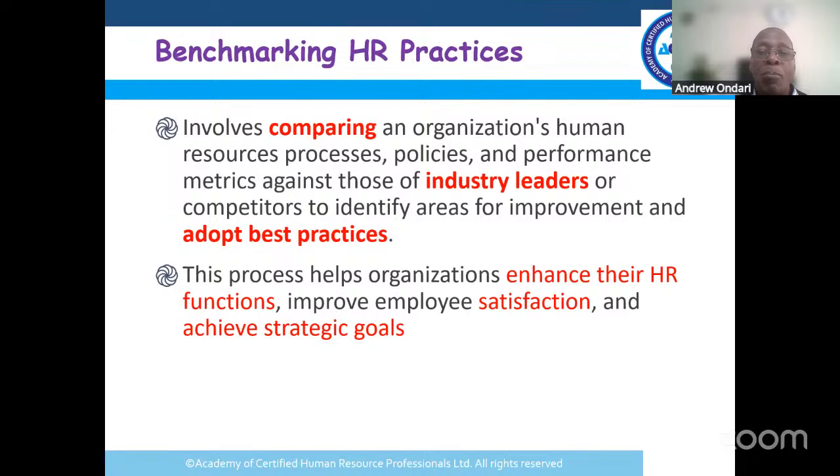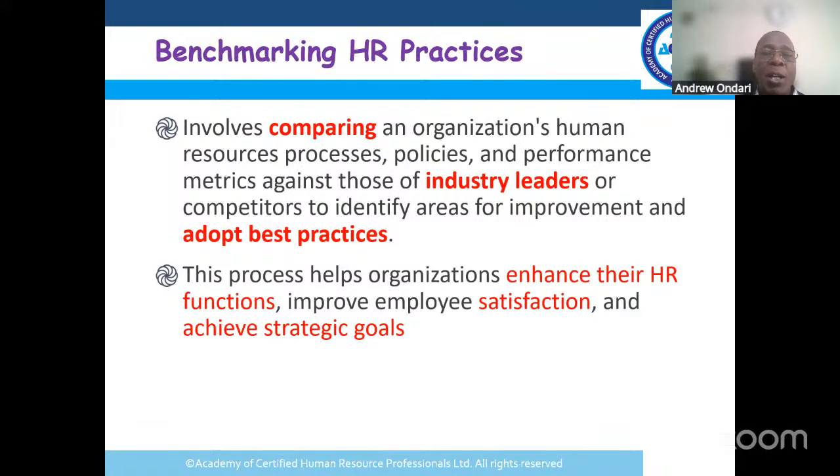And then you compare ourselves with those leaders and find out what is it that they are doing better than what we are doing. So if they are doing better in areas like recruitment, training, performance management, then we borrow those best practices. But again, before you implement those best practices, you need to customize them so that they can suit your work environment.